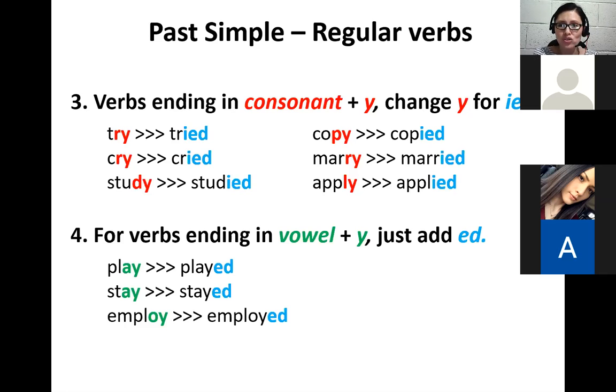I have to pay attention to the combination, right? If it is a vowel before the letter Y, or if there is a consonant. So play, played, right? I don't have to modify that. All what I do is add ED: stay, stayed, and employ, employed, right? So all what I have to do is add ED, okay? So this is rule number four.